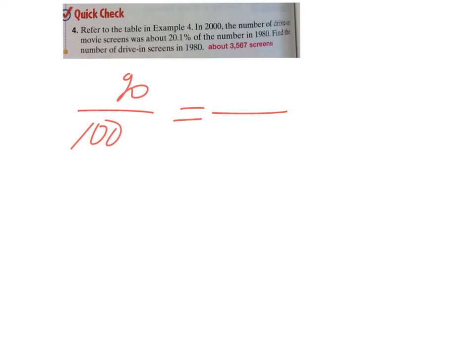Alrighty, so this one I can see right there before I even start. 20.1 is going to be the percent, so I'm going to write that in before I forget it. It says refer to the table in the last example. In 2000, the number of drive-in movie screens was about 20.1% of the number in 1980. So I'm looking for the number of screens in 1980. That's my unknown. That's the of. The is then, on that last one, there were 717 in 2000.